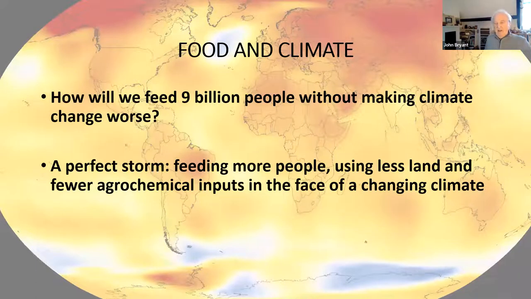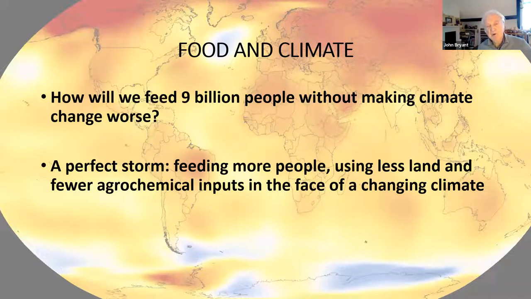So I want to focus for just the last few moments on food and climate, because food and plants are intimately linked. And here our question, posed in an article in a national newspaper in Britain just last week: how will we feed 9 billion people, that's 9 times 10 to the 9, without making climate change worse? How will we do that? And it's a real question.